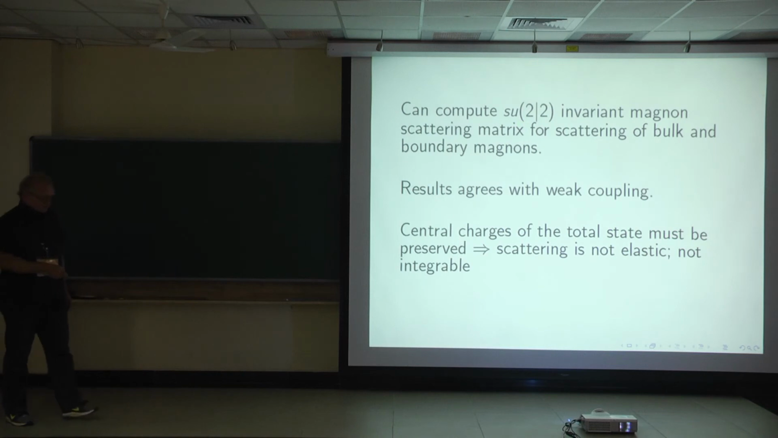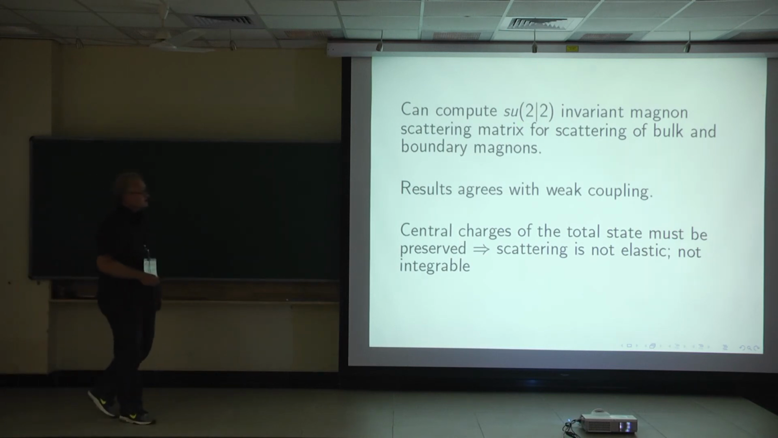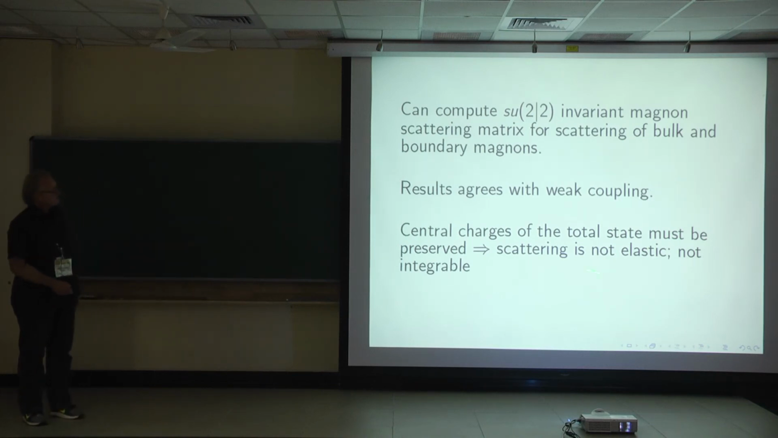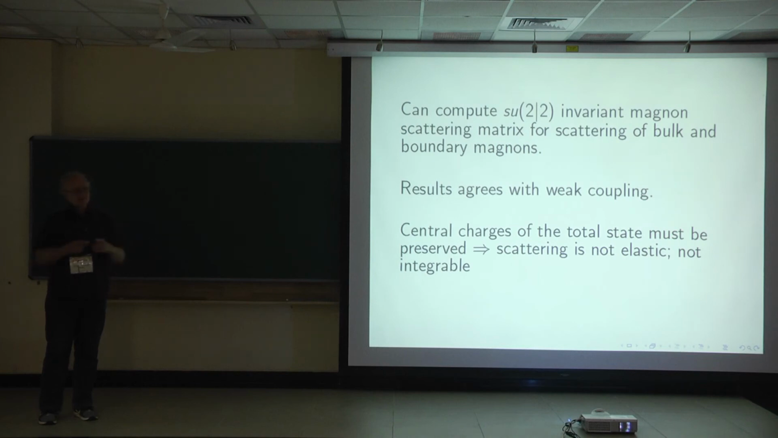In fact, using the SU(2|2) invariance, you can calculate the S matrix for the scattering of bulk and boundary magnons, and compare that S matrix to the weak coupling result. There's perfect agreement, so the S matrix makes sense. But if you then ask how the central charges change in the scattering, a big difference to the planar limit is that the scattering is not elastic. Because the scattering is not elastic, the S matrix that we find does not obey the Yang-Baxter equation, so the system is not integrable.